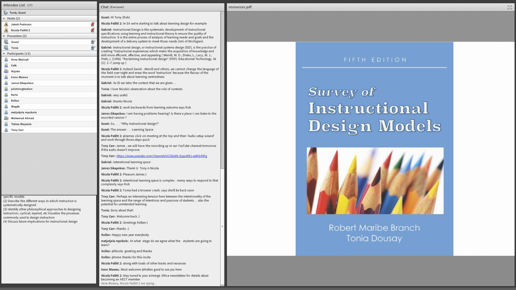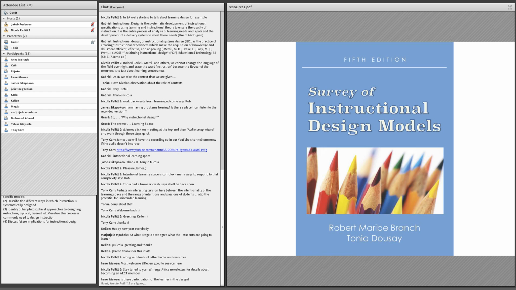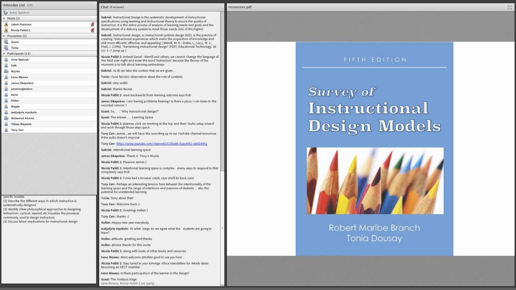And I see some typing, so I want to take a pause here as well. And actually, I see a question that came up. At what stage do we agree what the students are going to learn? The most important and often most overlooked phase of the process. Analysis. Yes, Irene has an excellent question, and I know that there are some who are typing.